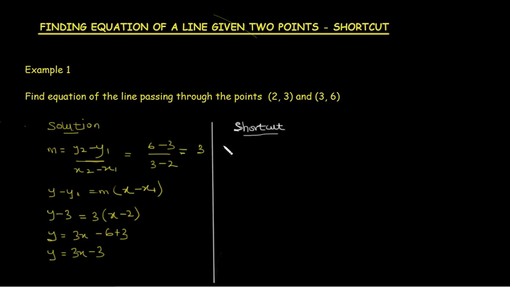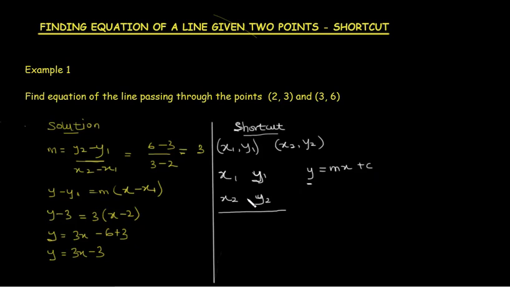When you have two coordinates, x1 and y1, and x2 and y2, and you have to find a line joining these two coordinates, we have the shortcut as first. What we want to do is to align the coordinates. We are going to express this in the form of y is equal to mx plus c.